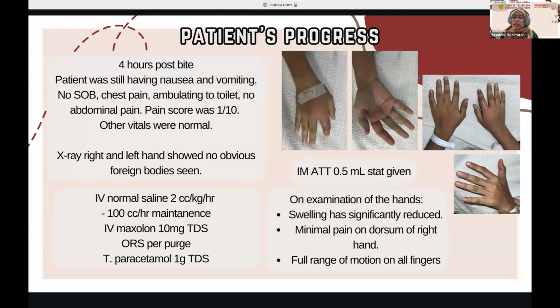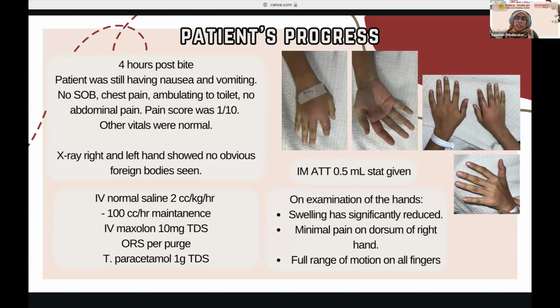After consultation, this was the further management done for her. IV normal saline was still continued, currently increased up to 100 cc's per hour maintenance. Maxolon was also given for her vomiting at 10 milligrams 3 times daily. Her ORS was also provided, and she was given tablet paracetamol 1 gram 3 times daily. An intramuscular tetanus toxoid was also given stat, and upon examination of the hands 4 hours post-bite, it is as in the pictures shown here.